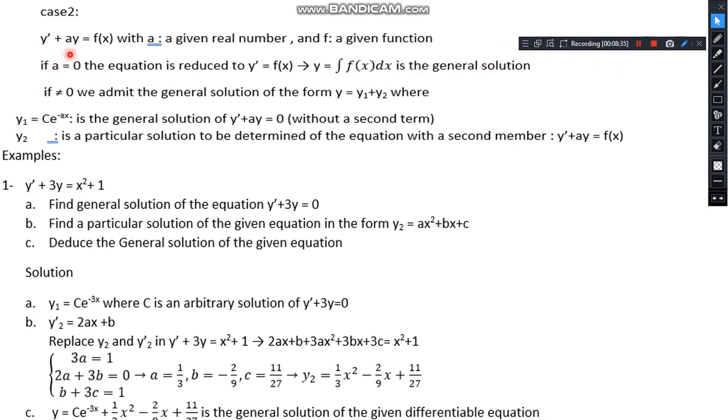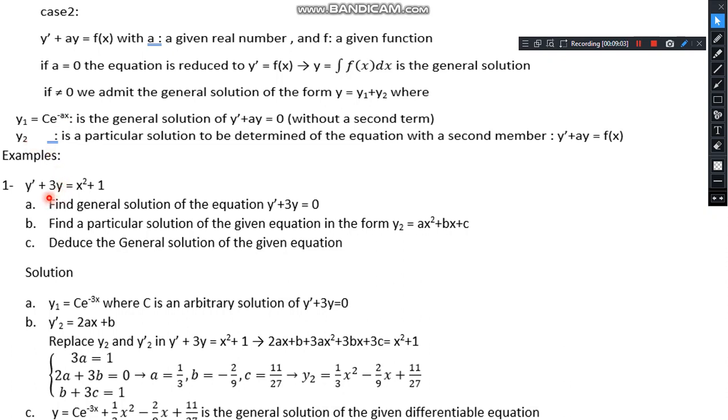Now if you have y prime plus ay equal to a function of x, what do we do? If a equal to 0, we have y prime equal f of x, we integrate, we get this solution. It's very simple. If a is not 0, we're going to write it as general solution plus particular solution. First of all, you write it equal to 0. Then y1 equals c e minus ax, and we're going to find y2 depending on the problem and on the given.